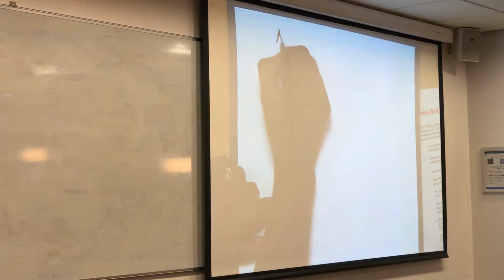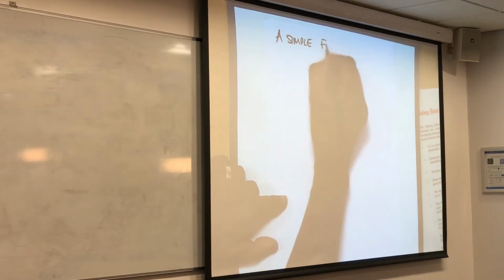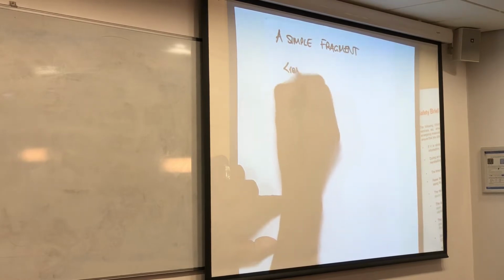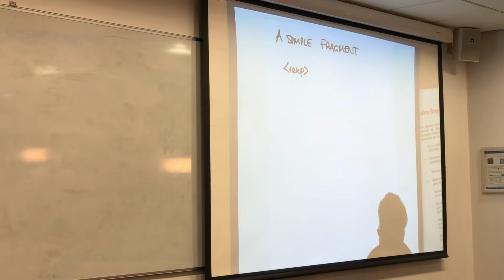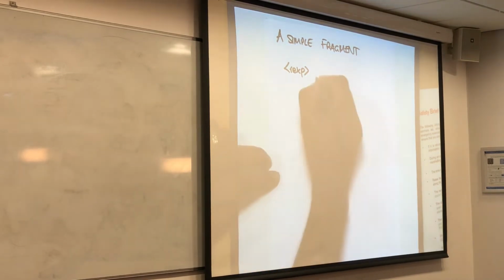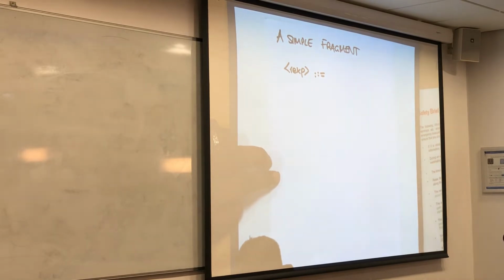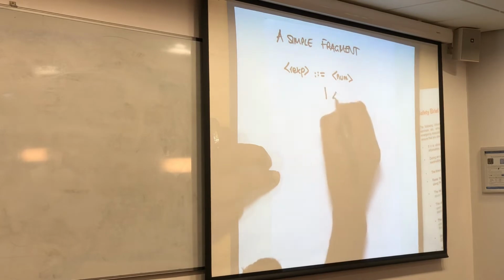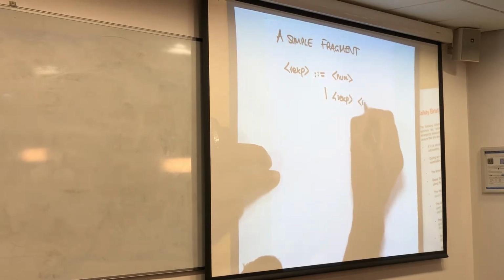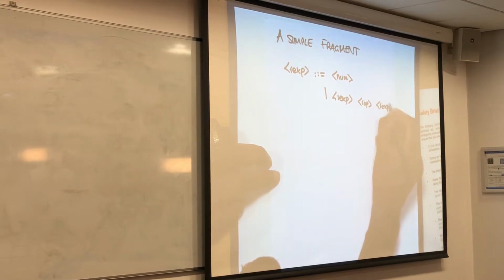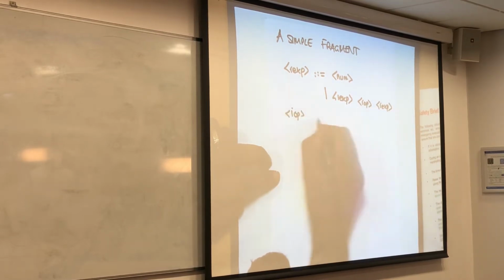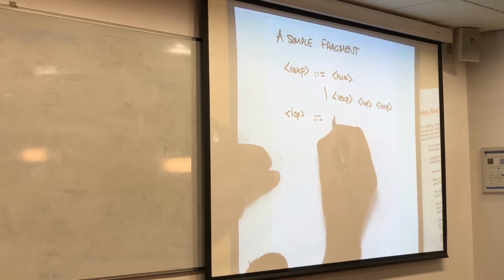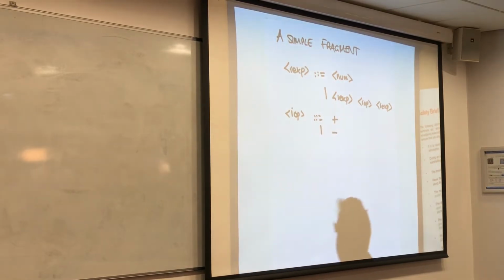So let's consider a simple fragment. So let's have an integer expression. And these are going to be much simpler than the integer expressions that you've previously got. They're going to be either numbers, or they're going to be an integer expression followed by an integer operator followed by an integer expression. And what's an integer operator? It's just going to be plus or minus.